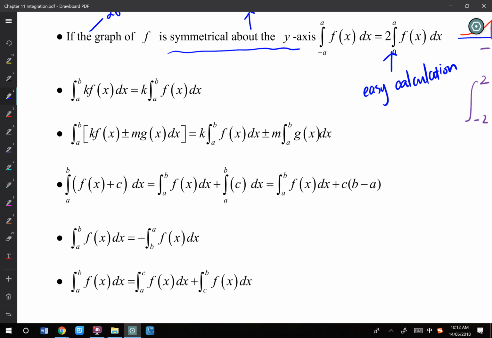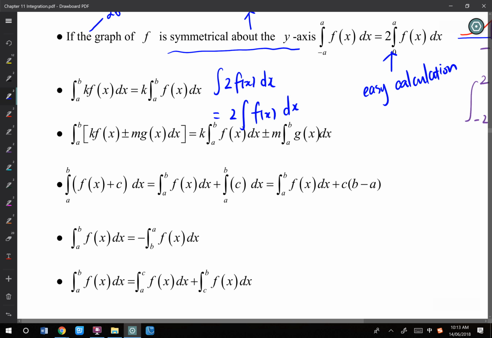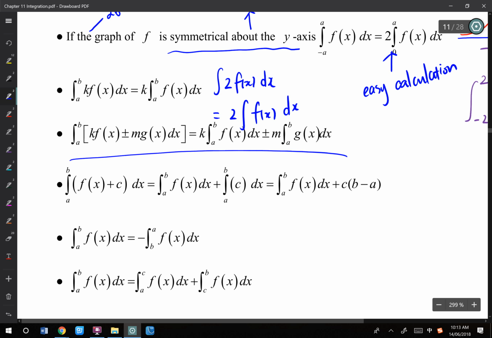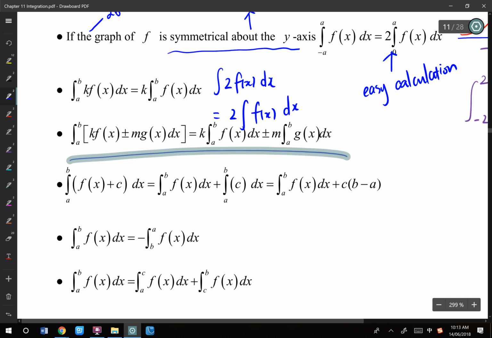Okay, next one. The integral of k f(x), make the k outside. Everyone knows that already. Like the integral of 2f(x) dx is just equal to 2 times the integral of f(x) dx. That's something we already know. We can get the 2 out. This next one, we know that as well. If we add or subtract functions, we can antidifferentiate them separately, and add or subtract between them after that. So we know that one as well.